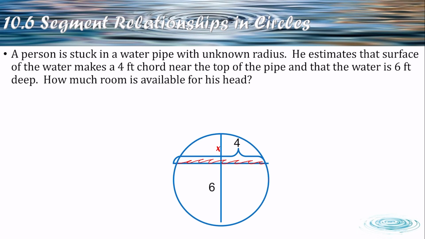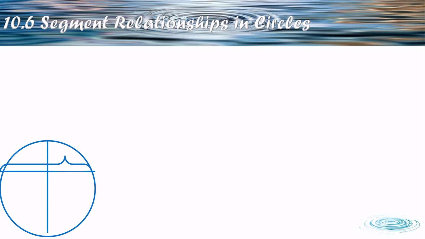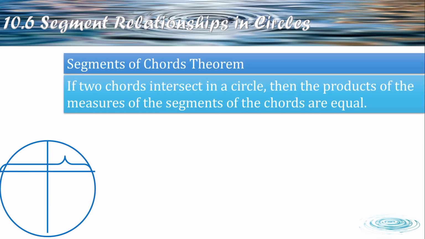Well, to answer this question, we're going to have to know some theorems. Our first theorem is the segments of chords theorem. If two chords intersect in a circle, then the products of the measures of the segments of the chords are equal. All right, let's go back to our water pipe.